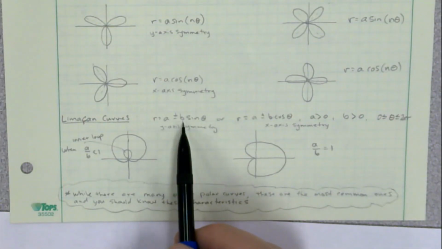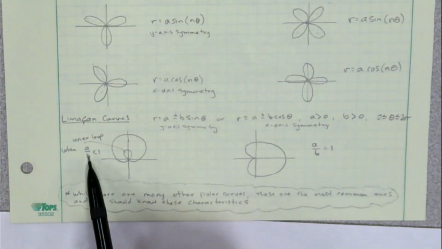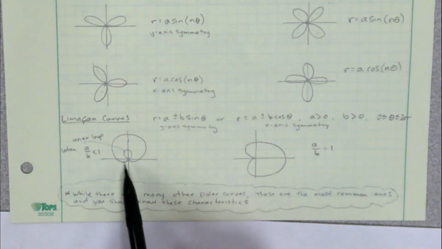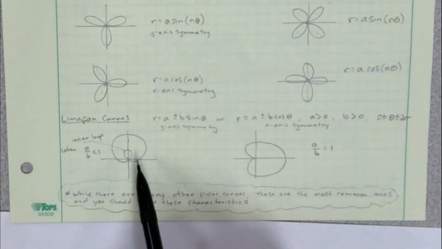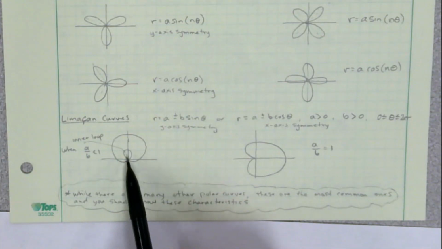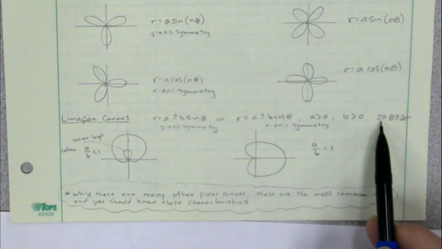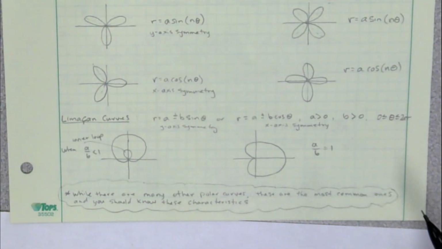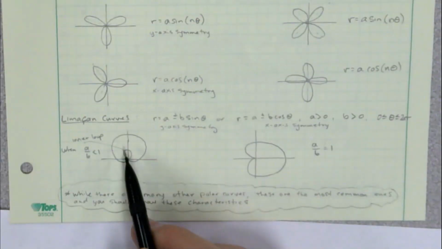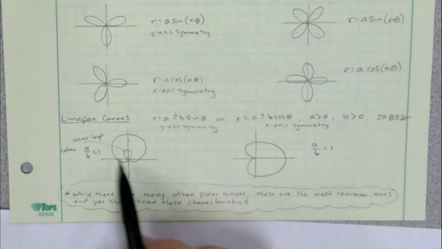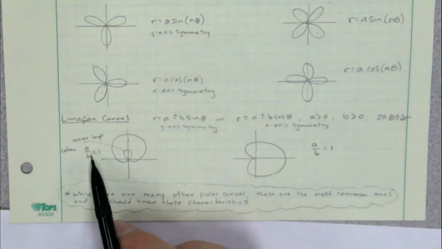A plus or minus b times the sine of theta. If a over b is less than 1, you're going to have an inner loop. Okay, so you want to make sure that you're kind of aware of that one. And we want to find out where this inner loop occurs, and we'll see some problems that deal with that. You're going to sweep between 0 and 2 pi on all these. There are many other polar curves, but these are the most common ones, and you should know these characteristics, especially what the equation looks like, and that it has an inner loop if this is less than 1.